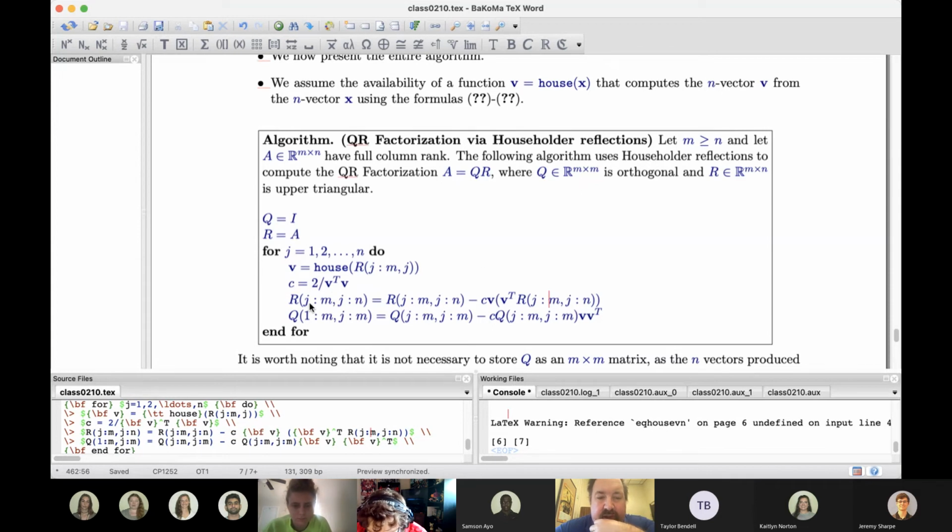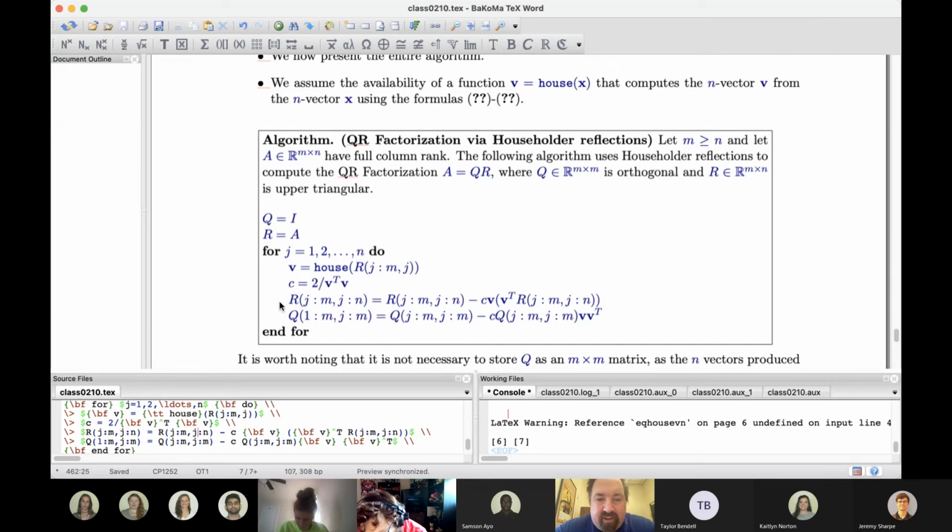Notice we only look at rows J to the bottom and columns J to the end. Why? Because V only needs to work on that portion of column J. So it's almost like implicitly, if we had an M by M Householder reflection, the first J minus 1 elements of V would be 0. So we don't need to touch the top rows, only rows J to the bottom. Also, columns J to N, we don't need to touch the columns to the left of column J. Why? Because that portion of the previous columns is already entirely 0. We would just be multiplying by zeros.